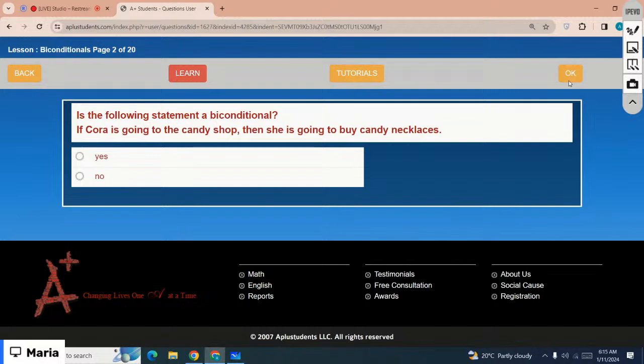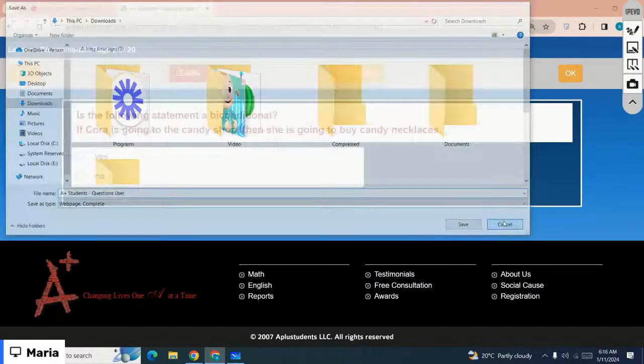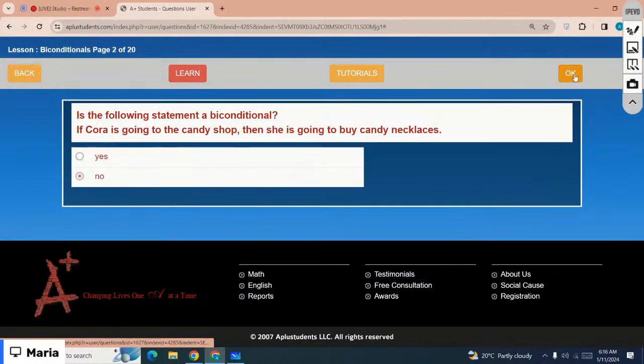Is the following statement a biconditional? If Cora is going to the candy shop, then she is going to buy candy necklaces. Is this a biconditional? The correct option is no. That is just a conditional, not a biconditional. If Cora is going to the candy shop, then she is going to buy candy necklaces. So no, that is just a conditional, not a biconditional. The correct option is no.